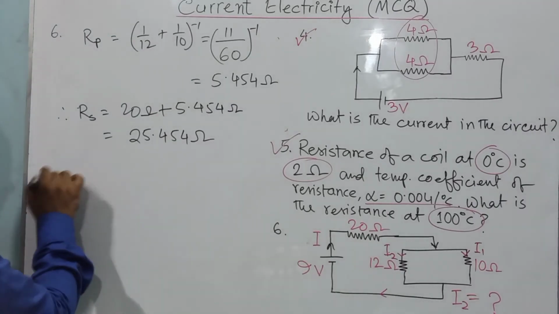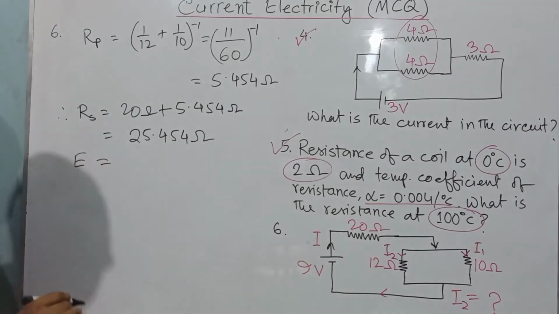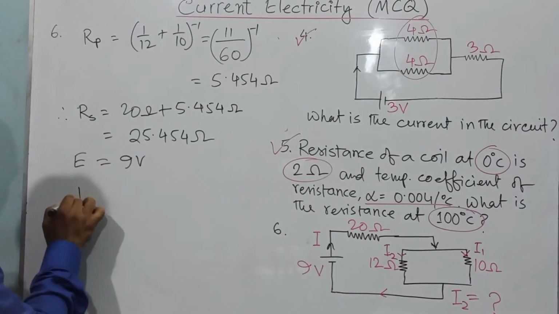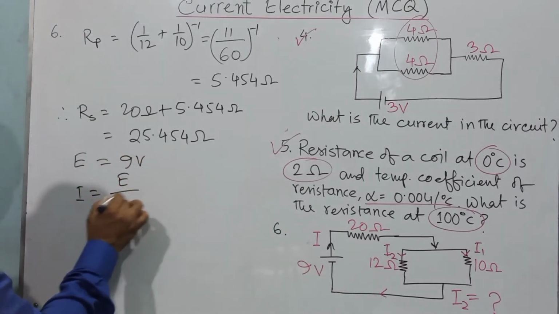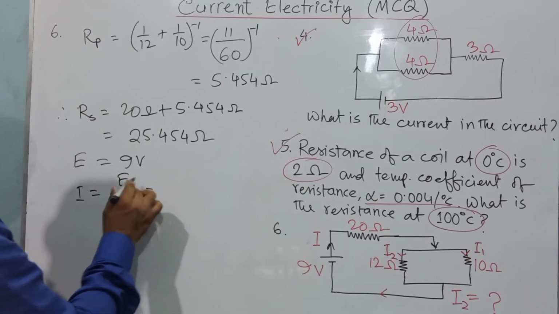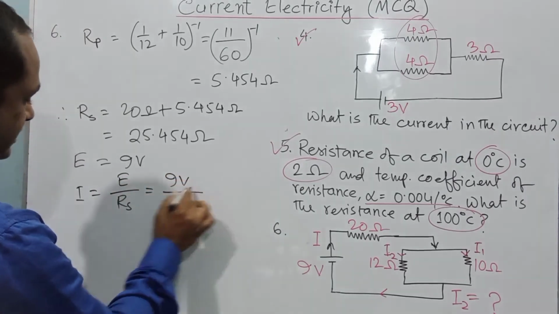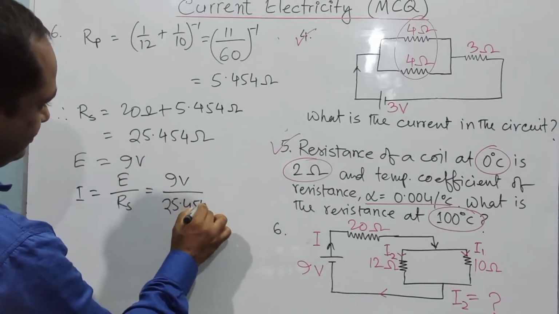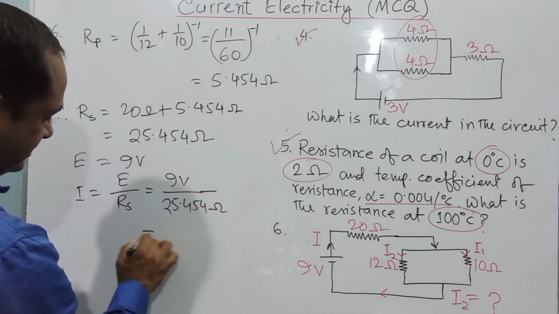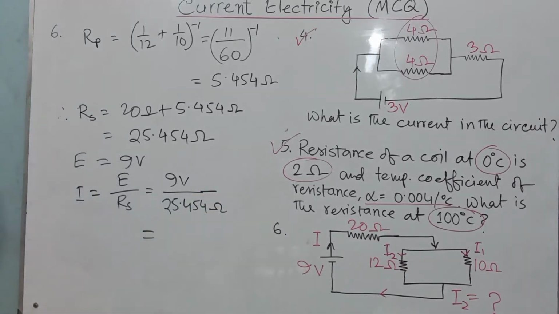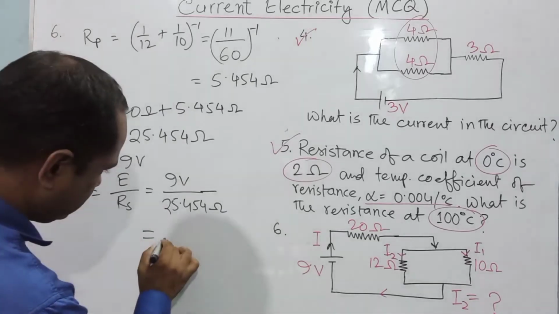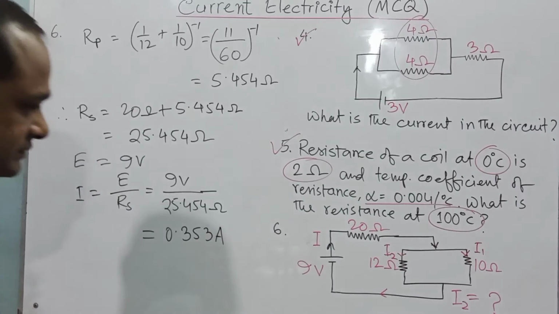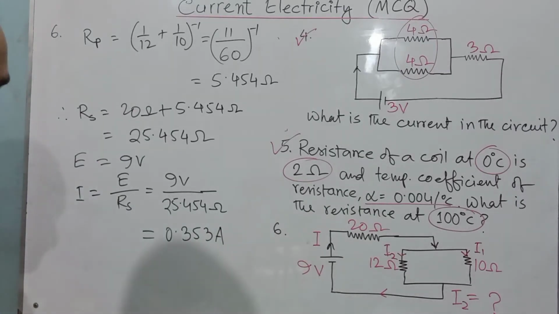Here E, that is the electromotive force of the source, is 9 volt. So the main current I is equal to E divided by Rs. Here the value of E is 9 volt and Rs is 25.454 ohm, right? After the calculation we will get 0.353 ampere. This is the main current.